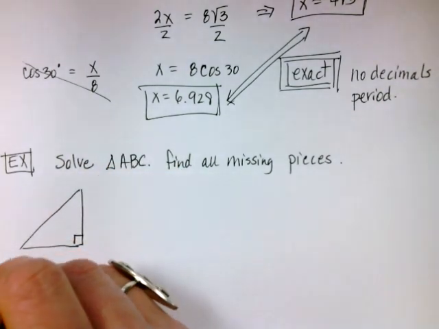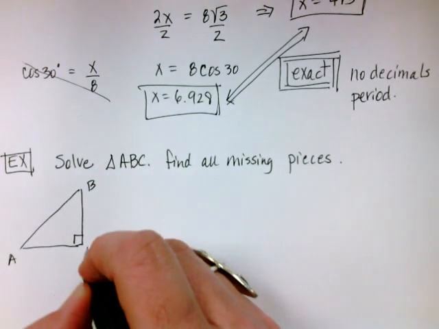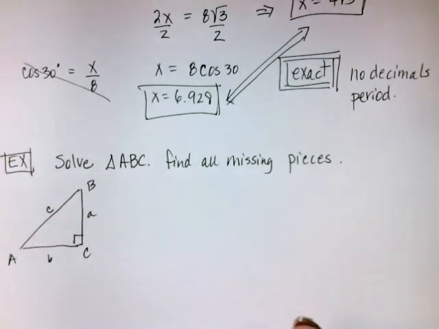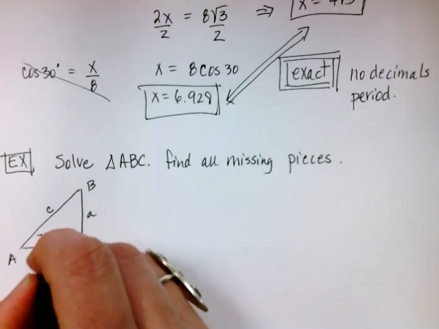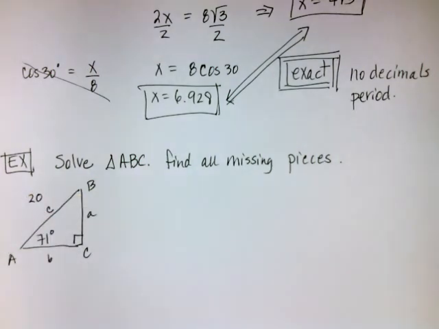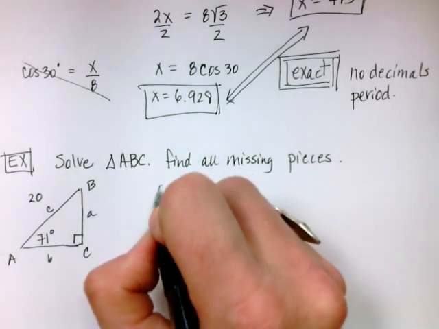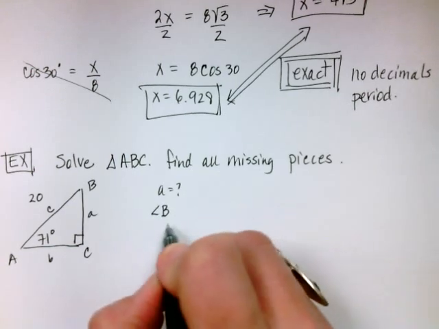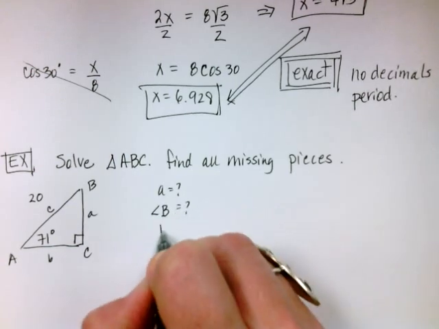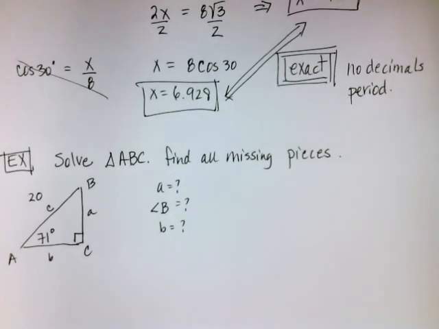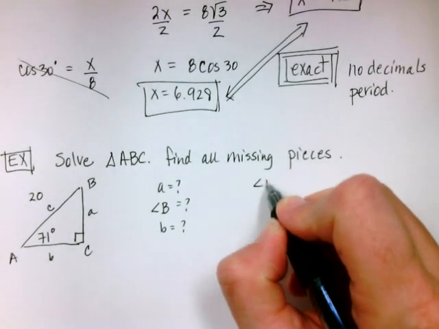Okay? And I'm going to label it as A, B, and C. So this is little a, little b, little c. You're going to be given that angle A is 71 degrees and little c is 20. And that's all you know. So I need to find little a, I need to find angle B, and I need to find little b. Okay? And I'm going to do the whole problem with trig. I'm not going to use the Pythagorean theorem. So the first thing that I'm going to do is I'm going to find angle B.